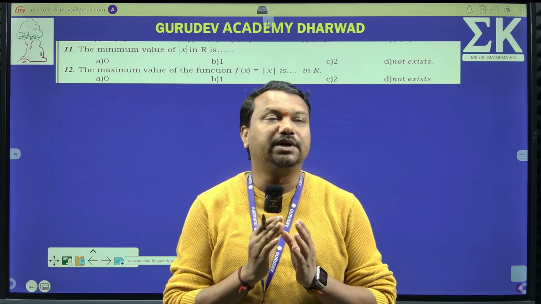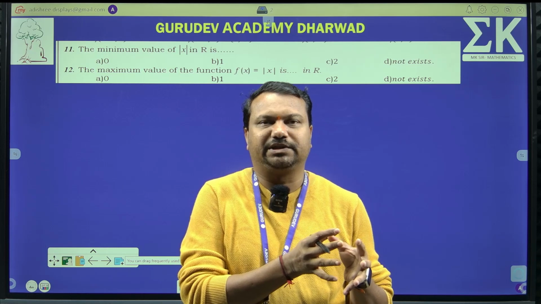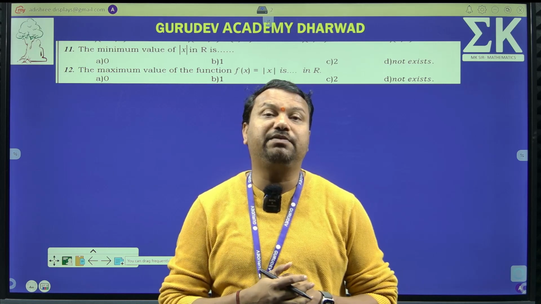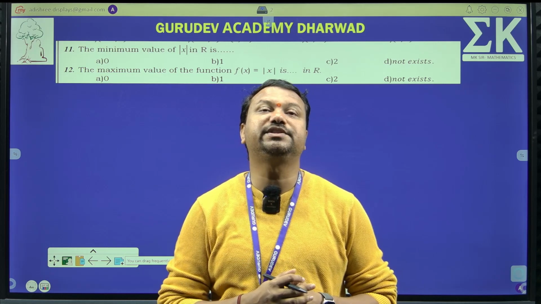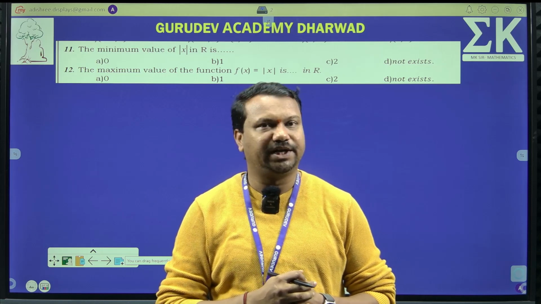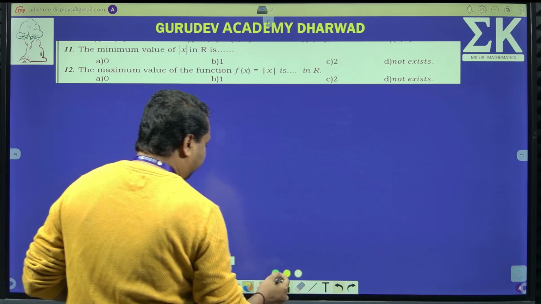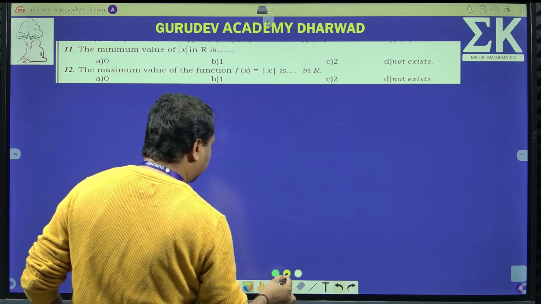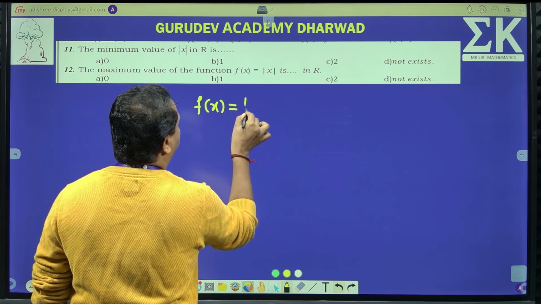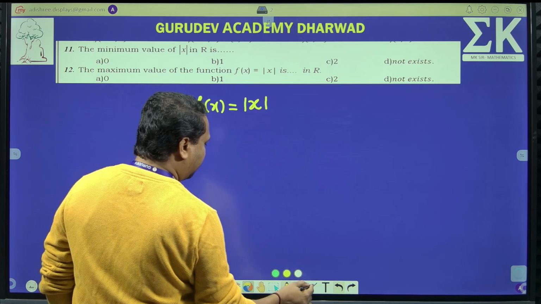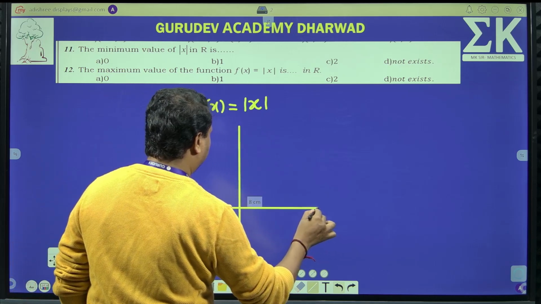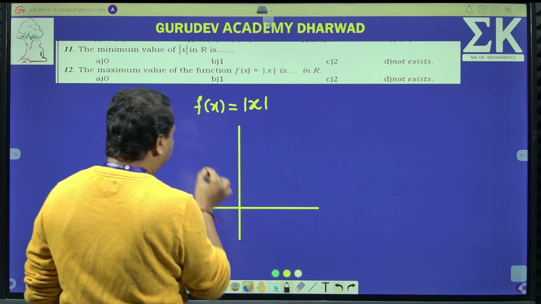Clear? And before understanding the derivative method, I think there is one concept in the NCERT textbook that, without the help of derivatives, you can understand what is the minimum and maximum value of a function by the definition of the function method. Clear? So here, let me understand the function. What we have is the modulus function, right? So f of x is equal to mod x function, and we know the graph of this function too.